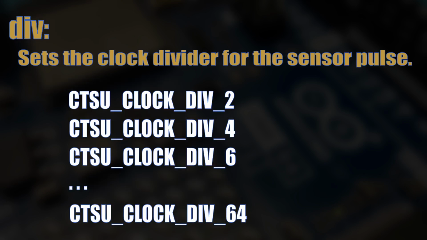The div setting sets the clock divider. It also affects both counts, and you should probably set this one first since it affects all the other settings. Values come from an enum, and the divider can be set to any even value from 2 to 64. Setting the clock divider is kind of a trade-off between speed and sensitivity.